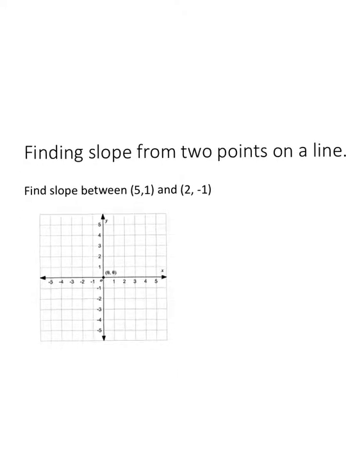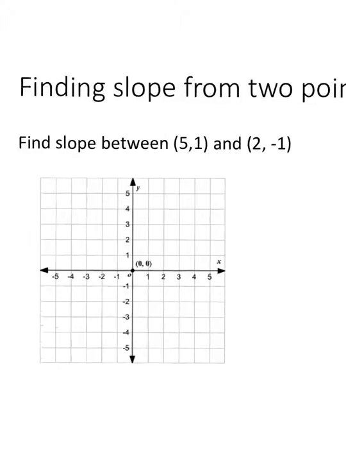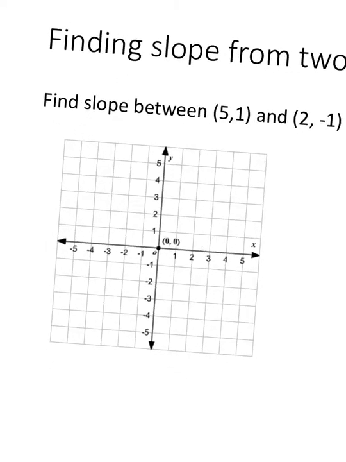Finding the slope between 2 points on a line. If you're given a graph, you can graph the 2 points and make a slope triangle and do it that way, or you can go ahead and make a table. I'm going to show both ways. So if it says I'm finding the slope between these 2 points, I'm going to go ahead and blow this up so it's easy to see. I'm going to graph the 2 points.